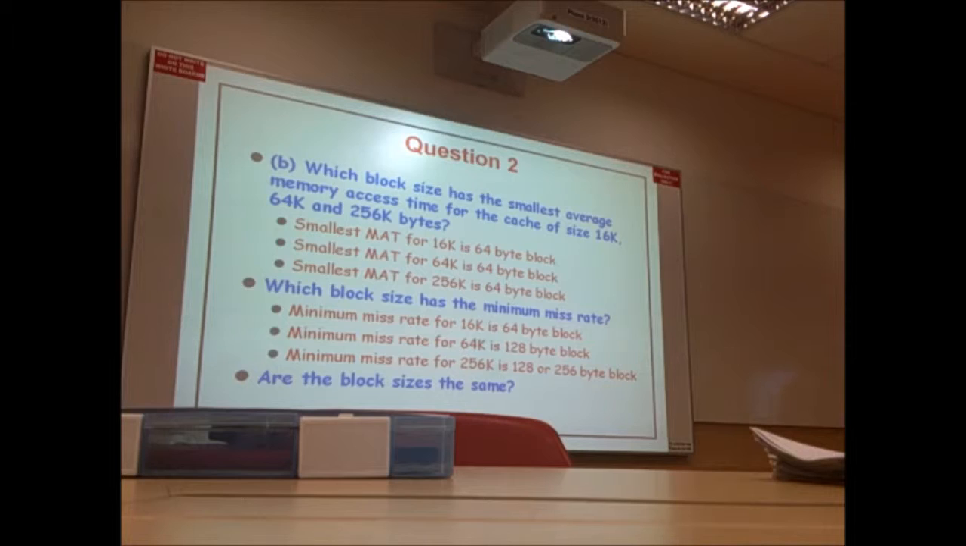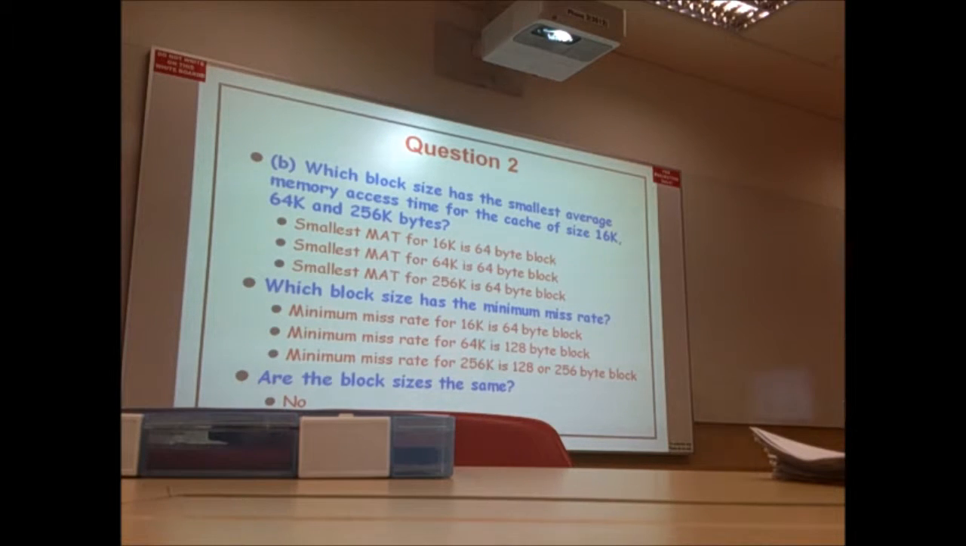No. Okay? So, can anybody tell me why not? Why aren't they the same? Because you would expect if you have a smaller miss rate, you should have a smaller mean access time. Why aren't they the same? So the reason is that the miss penalty depends upon the block size.